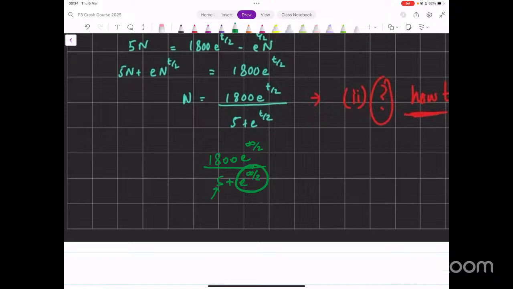So we can say that this is almost the same thing as 1800 e raised to power infinity over 2 divided by e raised to power infinity over 2. That 5 is kind of insignificant. उसको आप ignore कर सकते हो. And that leaves you with just 1800. That's the value that you would get in this case. ठीक है?